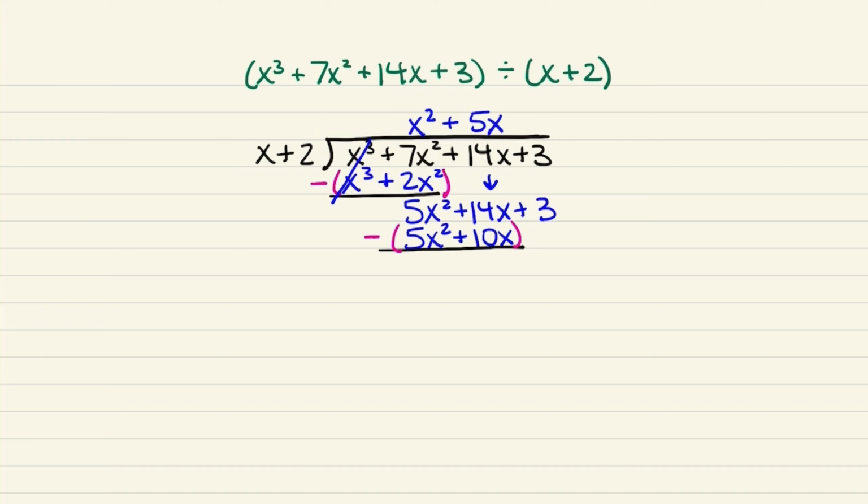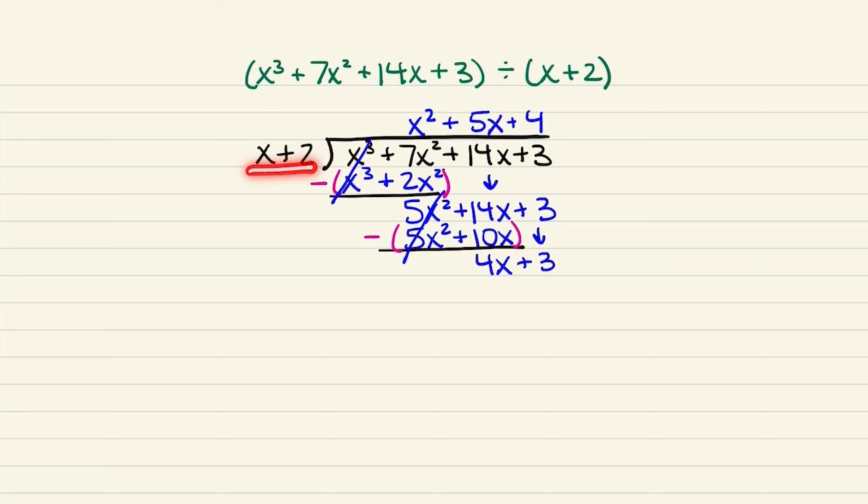5x squared minus 5x squared cancels out. 14x minus 10x, 14 minus 10 is 4x, and bring down the rest. Now we have x and 4x. What can I multiply x by to get 4x? That would be positive 4.